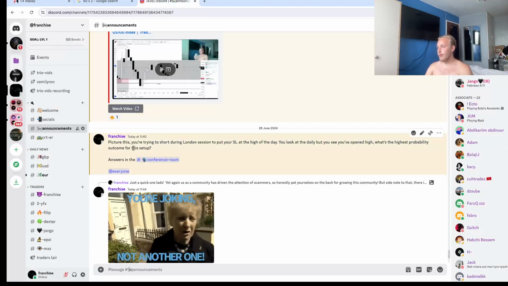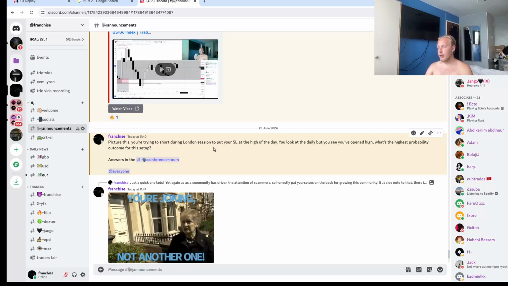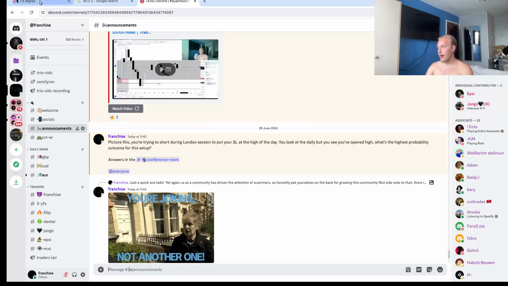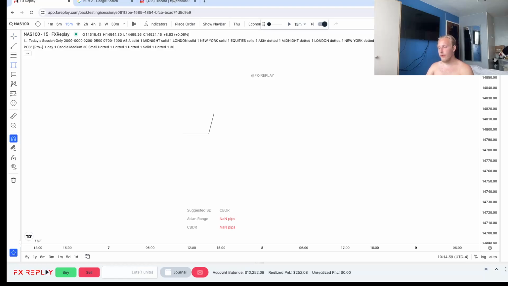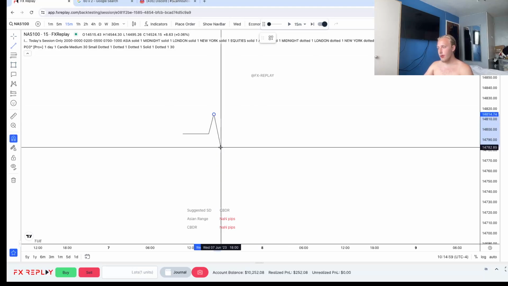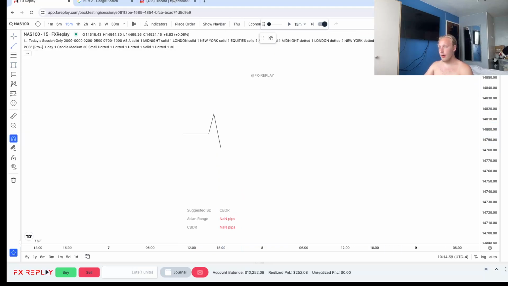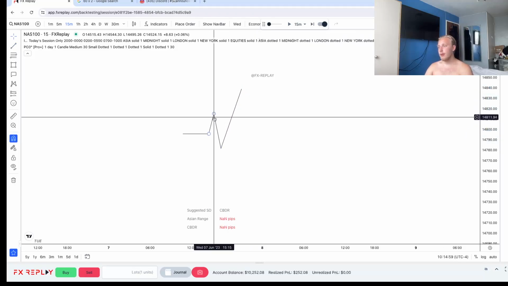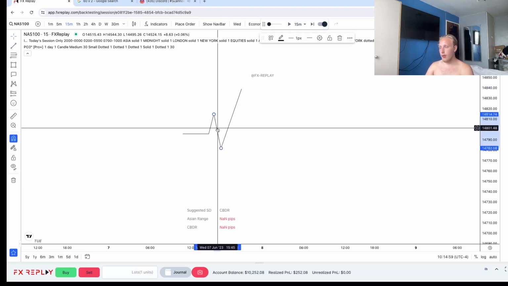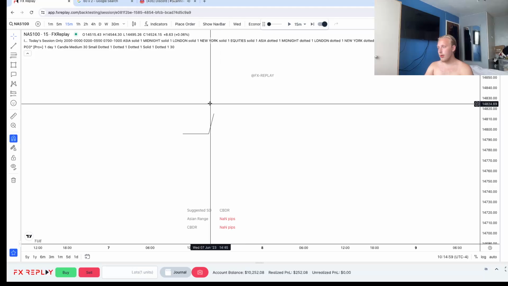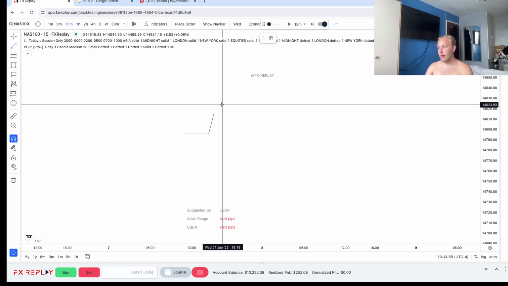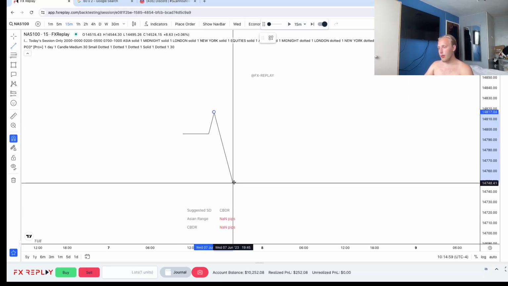So back to the question. You're trying to short during London session. That's a time aspect. To put your stop loss at the high of the day. Now, if this isn't a valid open, high, low, close, and this isn't just a fake move to then go lower, to then make a new high of the day. If this isn't the fake move, and I'll explain to you how you know if this is the fake move or not, in order for you to put your stop loss at the high of the day, this must open high to then expand lower.